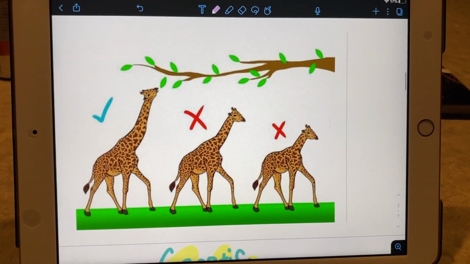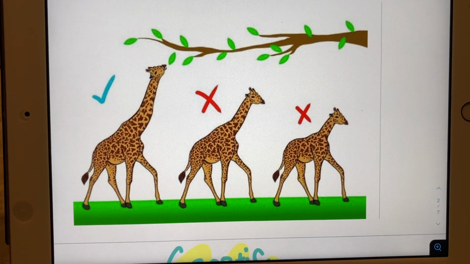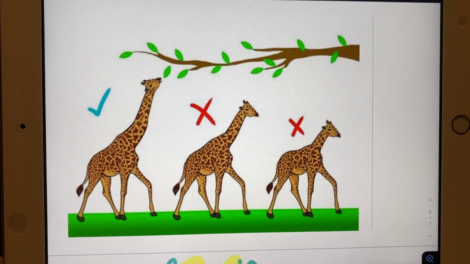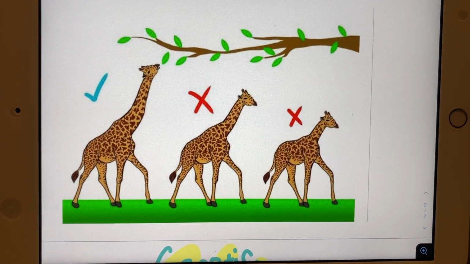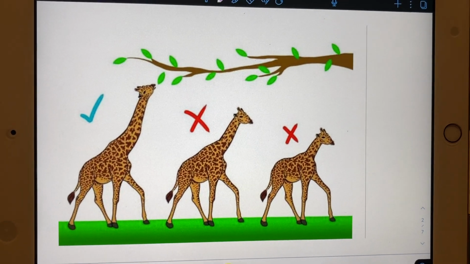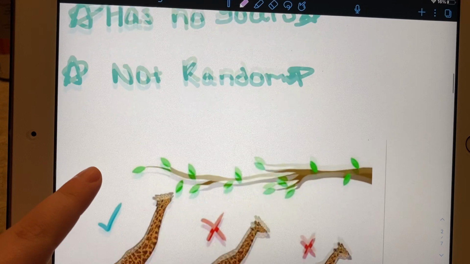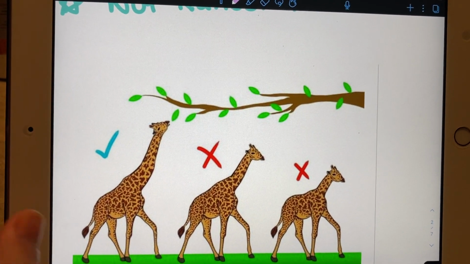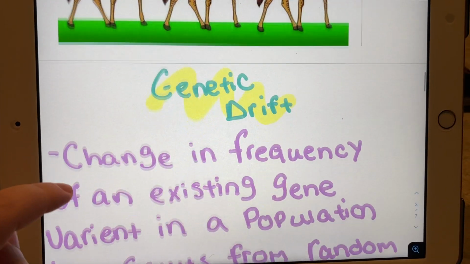So an example is that the giraffe that's the tallest is going to survive because it can reach the leaves to eat and to survive, while the other two giraffes that are smaller will not survive because they cannot reach the tree for the leaves for food. And so it has no goal. It's just that the taller one basically has more fitness against the other two to survive and reproduce.